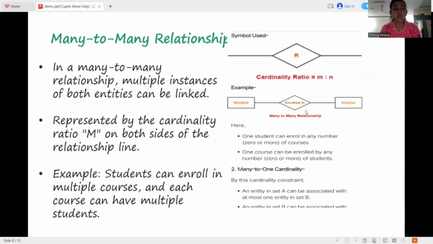And the third one is the many-to-many relationship. In a many-to-many relationship, multiple instances of both entities can be linked, and it is represented by the cardinality ratio M on both sides of the relationship lines. We have two examples here. Example one is a student can enroll in multiple courses and each course can have multiple students. The symbol we use in the many-to-many relationship is the diamond shape R. Here, one student can enroll in any number of courses, and one course can be enrolled by any number of students.